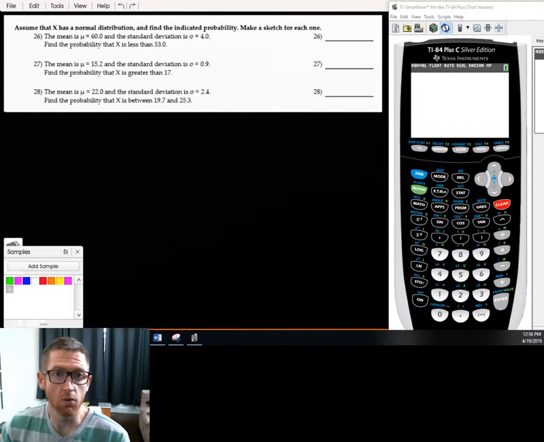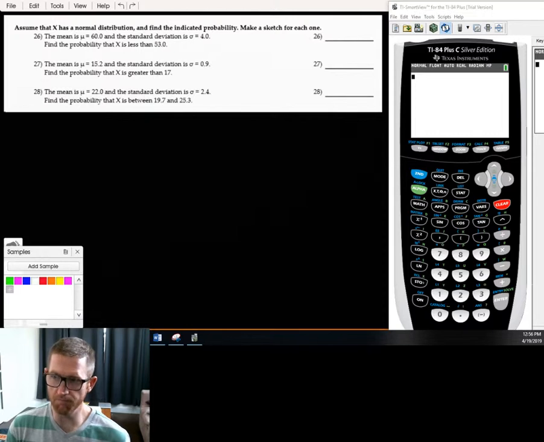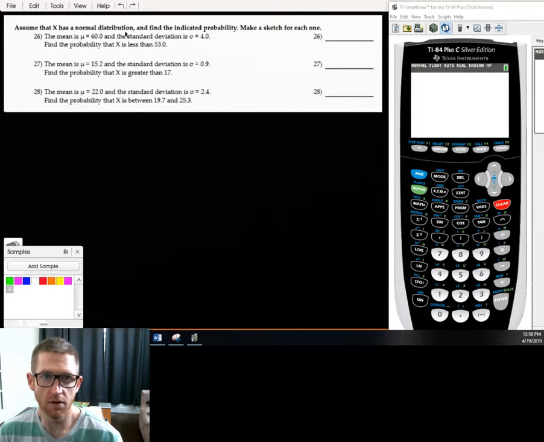Okay, so we are going to jump into normal distribution probability calculations. Here are 3 problems that we're going to go through, utilizing the calculator with normal CDF or PDF specific programs. Assume that you are given a normal distribution, find the specific probabilities, and make a sketch for each one. So 26.